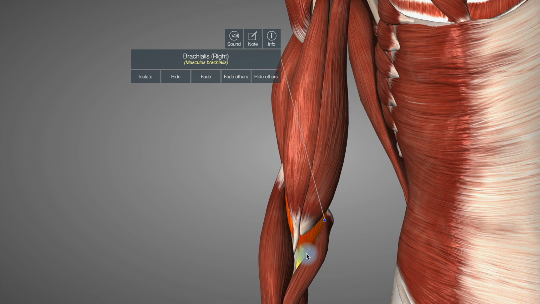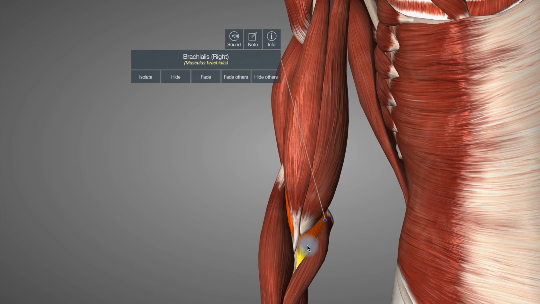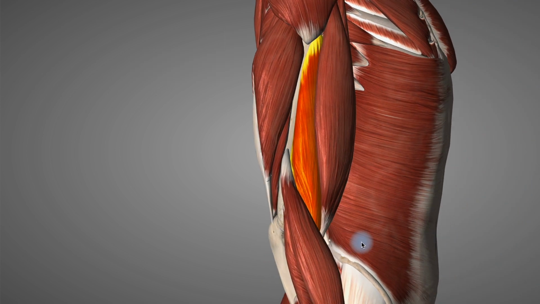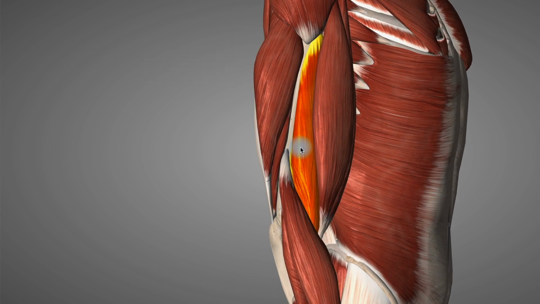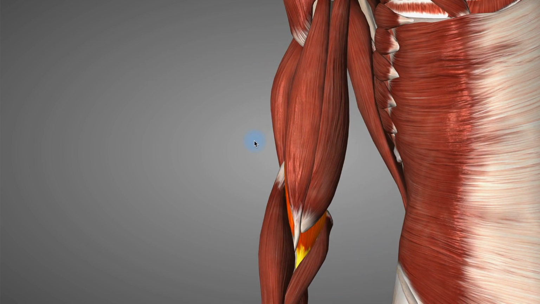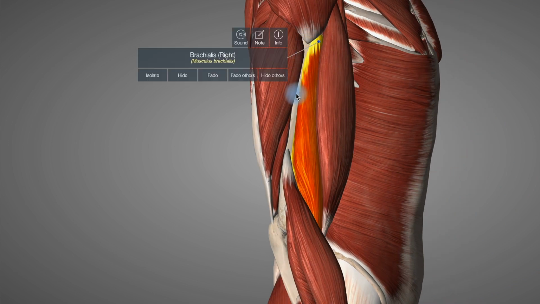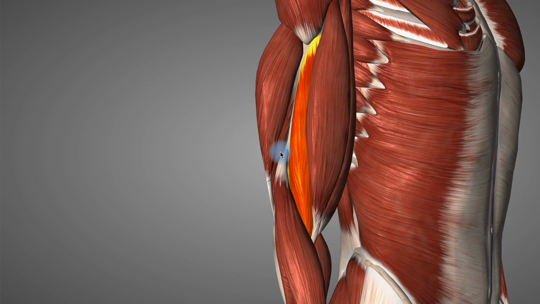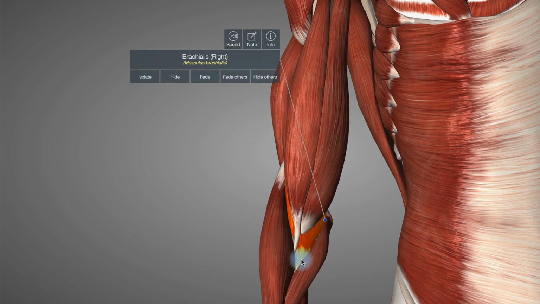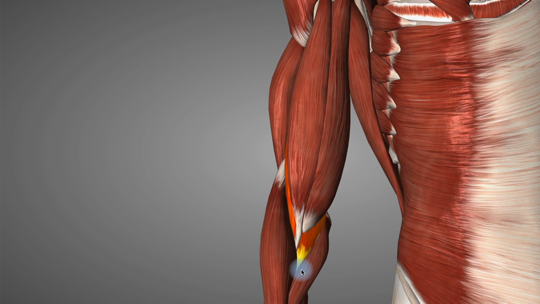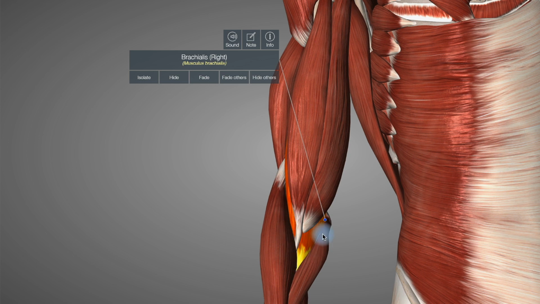At last, let me talk about different structures which can be seen in the roof and the floor of this cubital fossa. The only structure which can be seen in the floor of the cubital fossa is this brachialis muscle. We talked about it at the first of the tutorial, and you see it originates from the anterior surface of the humerus, and attaches to the ulnar tuberosity and forms the floor of the cubital fossa.